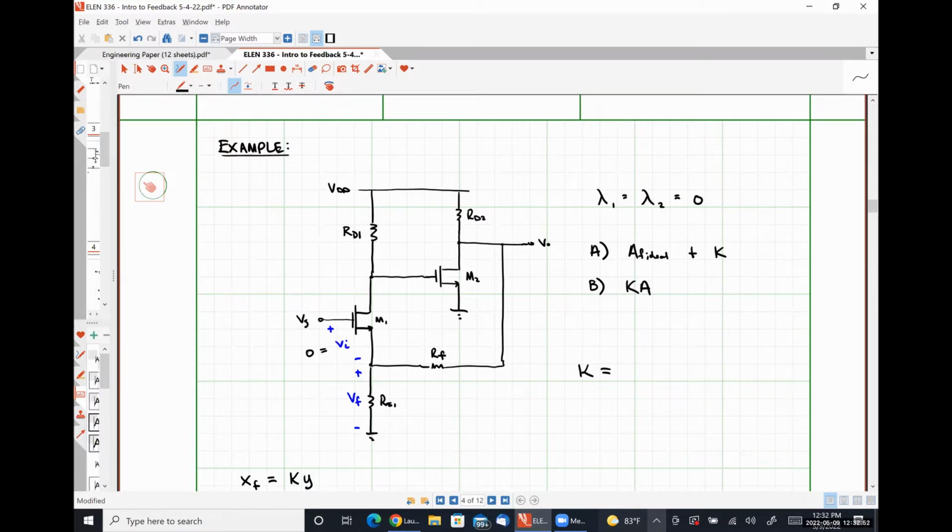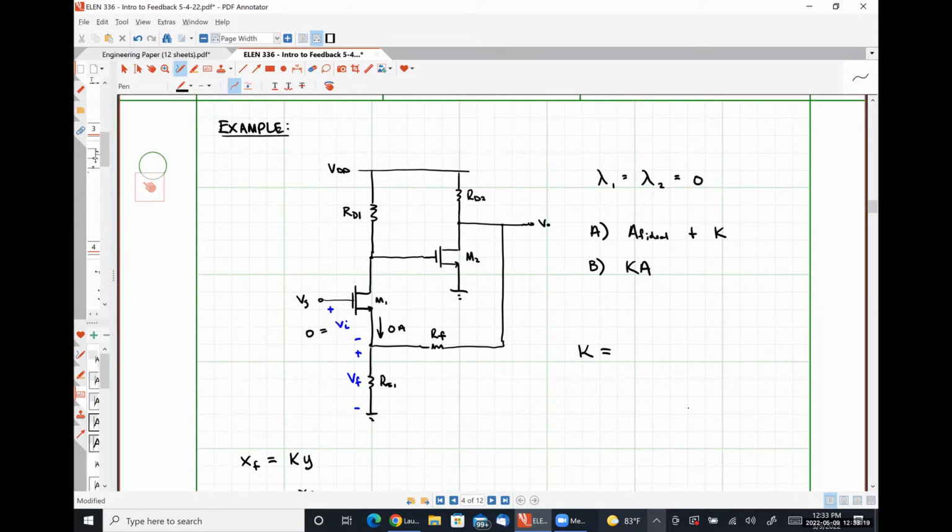And if VI is 0, VGS for transistor M1 is 0, right? If VGS for transistor M1 is 0, what amount of small signal current is our transistor going to carry? 0. So we can say that this current right here is 0 amps.